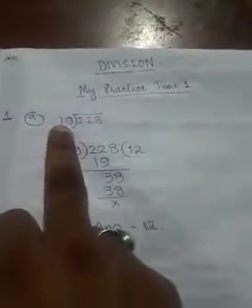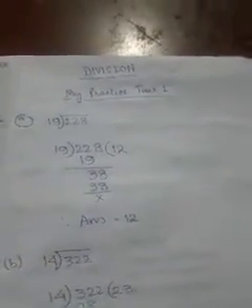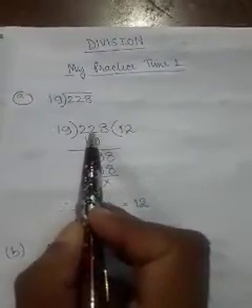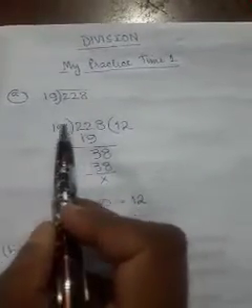Question number 1a. 228 divided by 19. All of you can see it clearly. So 19, how many digits are there? There are 2 digits. So from 228 we have to choose 2 digits. So 2 and 2 become 22. First of all we divide 22 by 19.